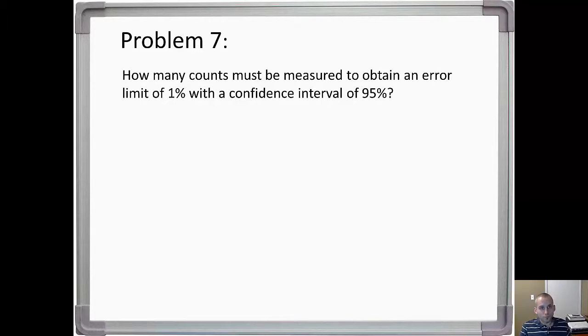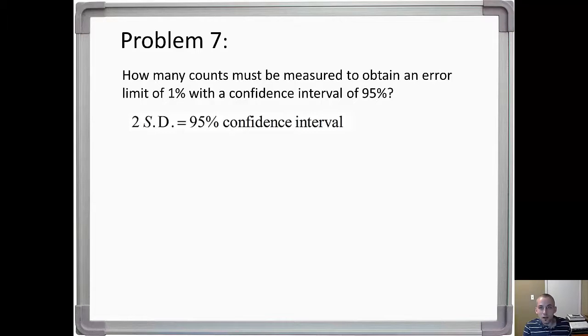Okay, so questions regarding error limits are actually pretty, you see quite a bit of them actually, which is interesting. So let's go through this question. How many counts must be measured to obtain an error limit of 1% with a confidence interval of 95%? So I'll show you guys how to calculate an error limit. So notice that with a confidence interval of 95%, that means 2 standard deviations.